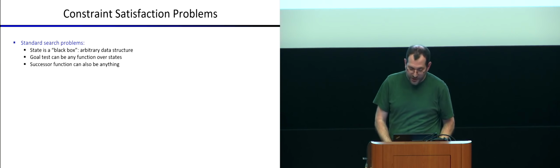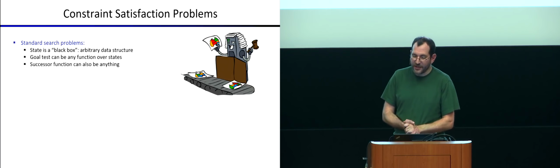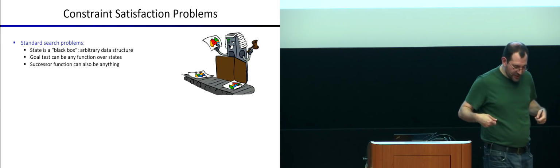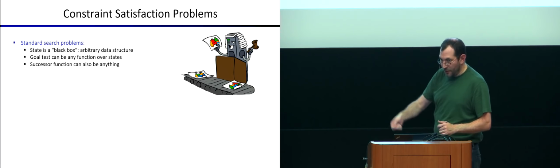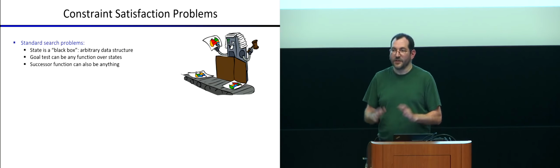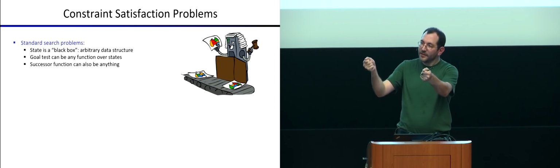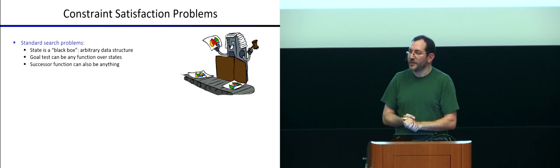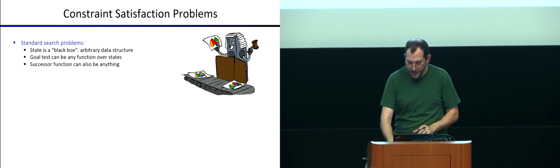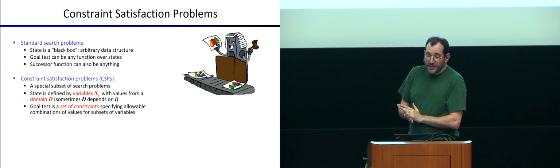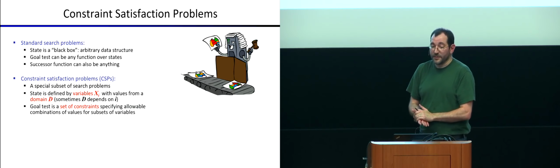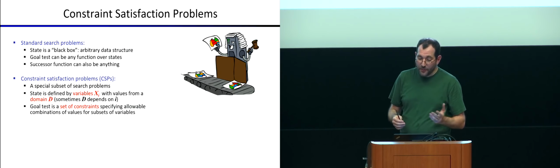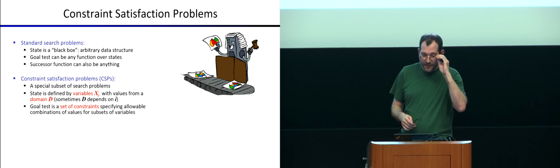Because the successor function can be anything and the goal test can be any function over states. You can think of this like a judge. These search states come along the conveyor belt and the judge is like, not a goal, not a goal, not a goal, goal, right? And that's all you have. You can present a complete plan to the judge and you either get told, yep, that's a goal or no, that's not. In a CSP, we've got some structure, and the structure is the hook that lets us have better algorithms. And in that structure, we assume it's not just a black box in our state.